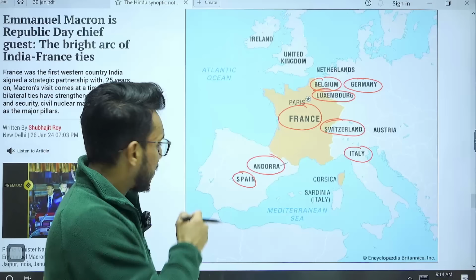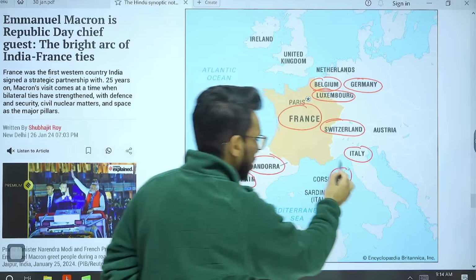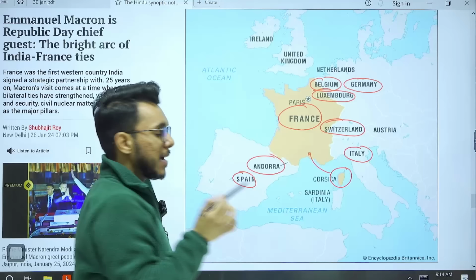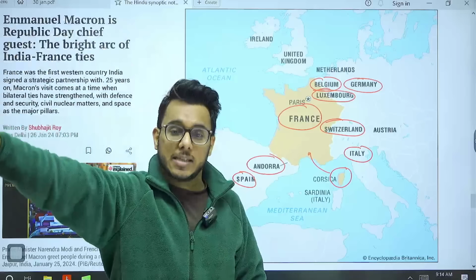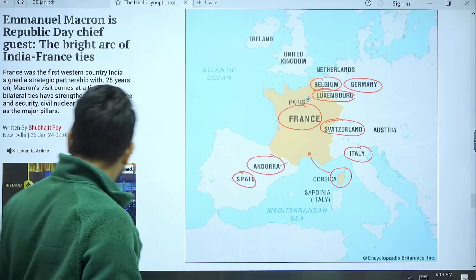Now here you can see Corsica. So Corsica is a territory of France only. And actually France has a lot of territories even overseas, such as in the Indian Ocean. Okay. So again, let's see the neighbors, and you will get a better understanding of their neighbors in this particular map.